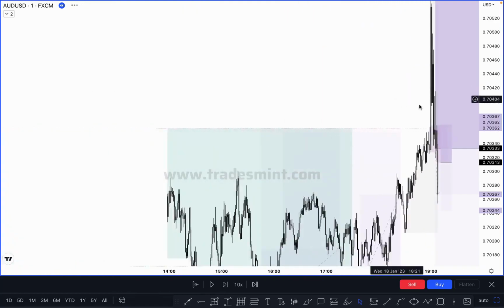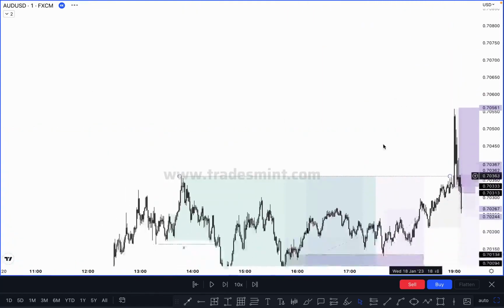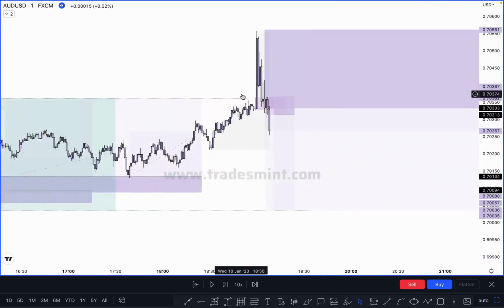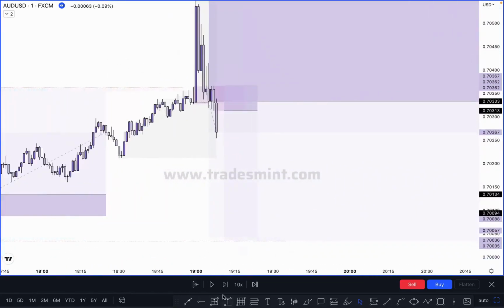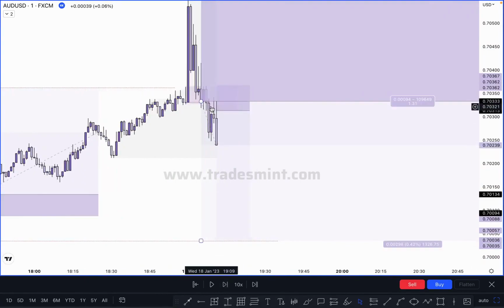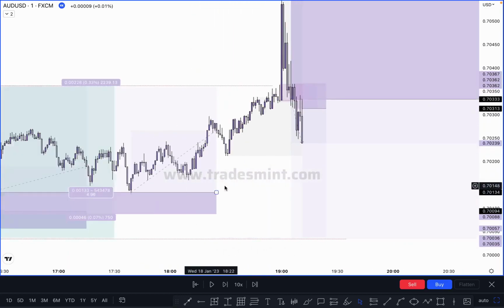And where is your target? Your target is the London session low, which is here. So simply you can sell here like this. Let's see what happens after this move. Finally, the market mitigated your entry zone, and now your target is here. Let's see what happens next.